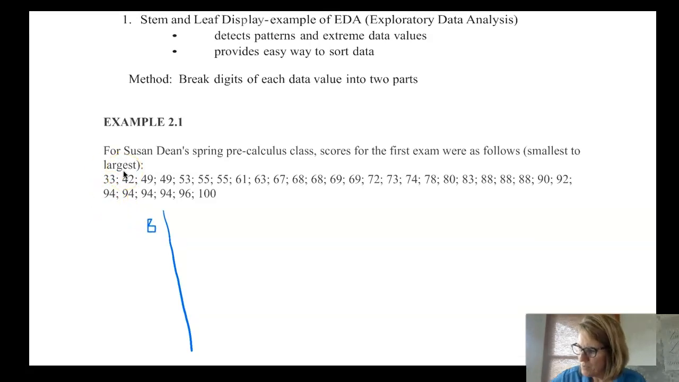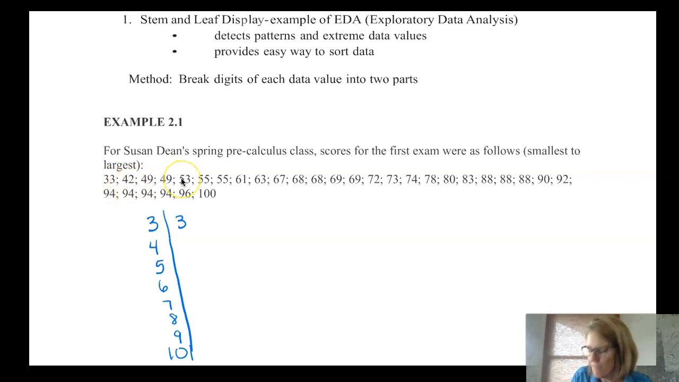For any number in the 40s, the stem would be a 4. And we go right in order. We don't skip any numbers. So we're going to do 3, 4, 5, 6, 7, 8, 9, and 10. Now remember, even if we didn't have any numbers in the 90s, we still have to write the 9 there, okay? So then we look at the numbers in the 30s. 33 has a leaf of 3, so we write that there.